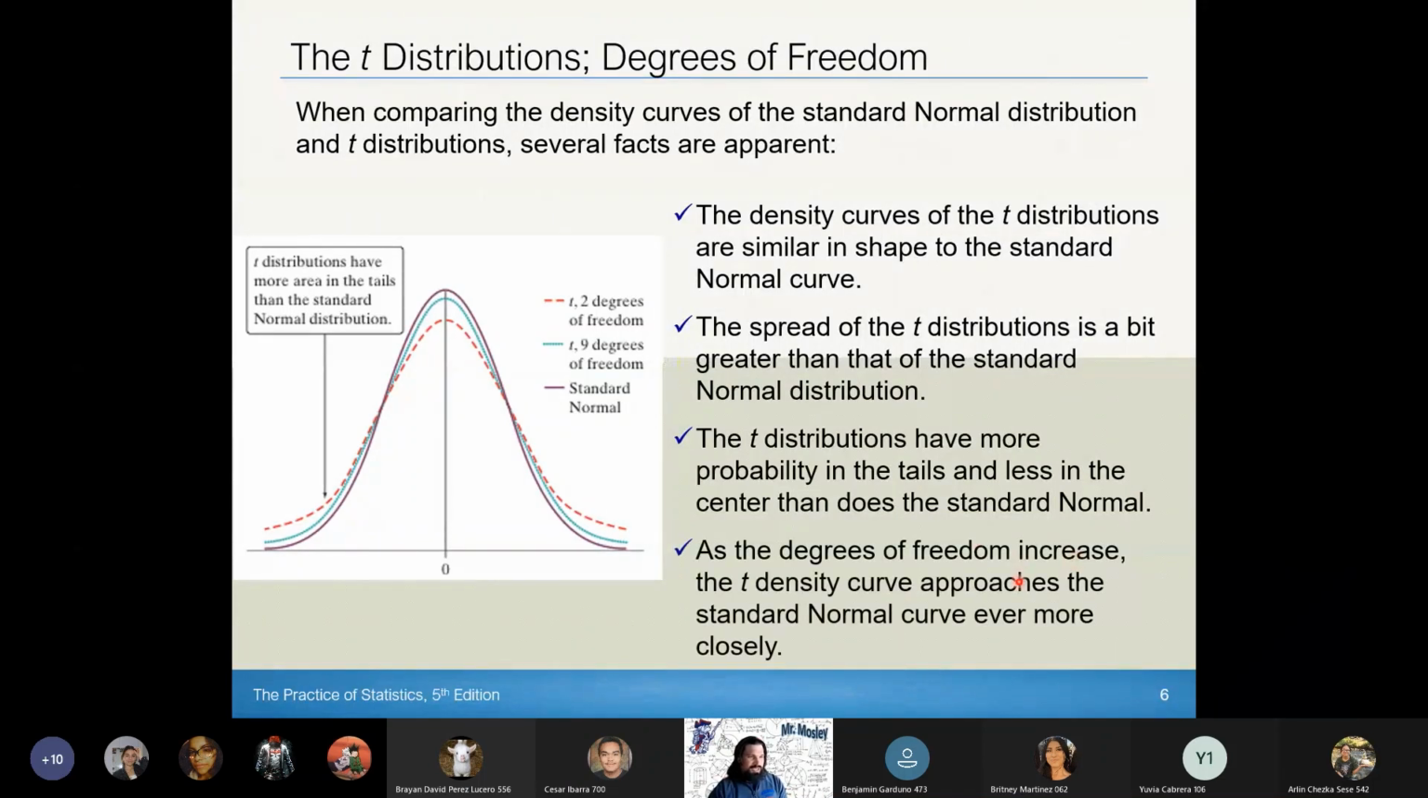As the degrees of freedom increase, the t density curve approaches the standard normal curve ever more closely. And this makes sense based on what we've learned previously, in that as we do larger sample sizes, our variance gets smaller, which means we get closer to this standard normal. Does anyone need a moment to write anything down?